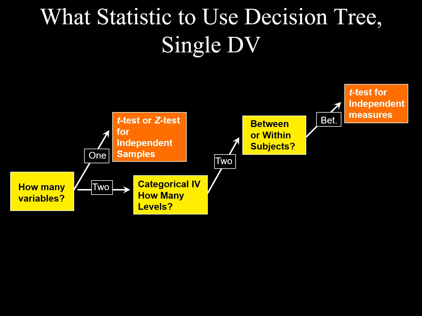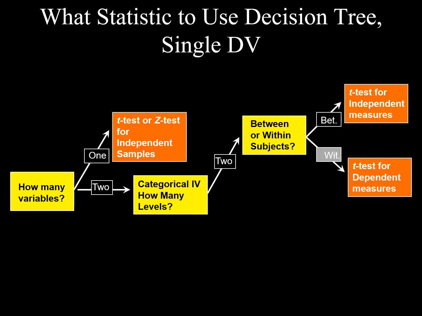If the answer is there's two variables, we ask, is there a categorical independent variable, and if so, how many levels? If the answer is 2 levels, then we know we're asking a second question. Within those 2 levels, is it a between or within subject design? If it's a between subject design, we're looking at the t-test for independent measures. If it's not, if it's a within subject design, we're looking at the t-test for dependent measures. Now also remember there is one other option here, and that's going back to the 2 variable question. If we have 2 variables and we ask the question, is there a categorical IV? If the answer is no, we actually know that we then have 2 continuous, and that's going to be correlation or regression.